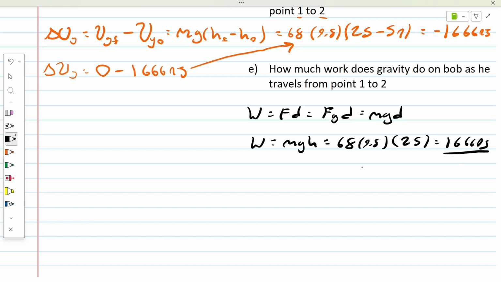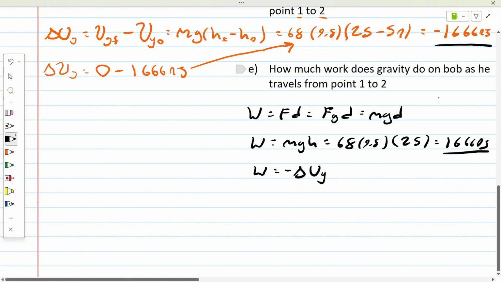And notice this work equals the negative change in the gravitational potential energy, because we had a negative there, so the work was the negative change. What is easier to think about in most cases is that the change in gravitational potential energy is the amount of work that's lost in the system. So that's the big idea.